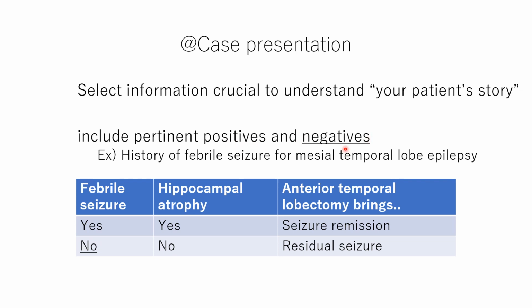As an example, I present history of febrile seizures in mesial temporal lobe epilepsy. This is especially important when considering anterior temporal lobectomy. Presence or absence of febrile seizure is associated with presence or absence of hippocampal atrophy. This difference brings a different seizure prognosis with operation.